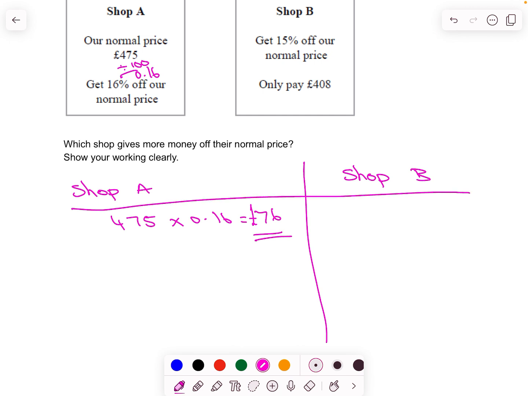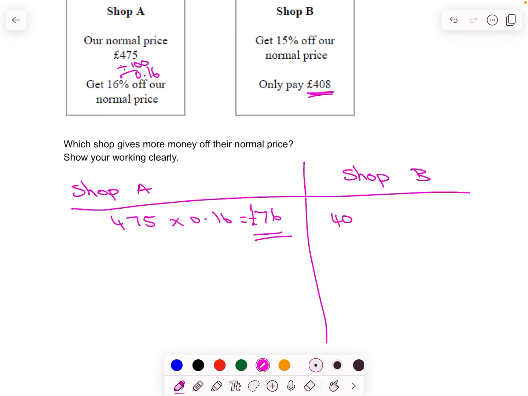Shop B, we're getting 15% off our normal price. Okay, it says only pay 408. So I need to find the original price actually. So this is a secret reverse. So be careful. It's not saying that that's how much it was before, that was the normal price. It's saying after the 15% off, it is now 408.